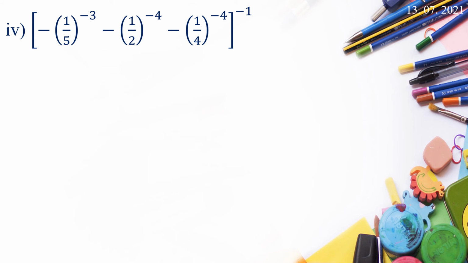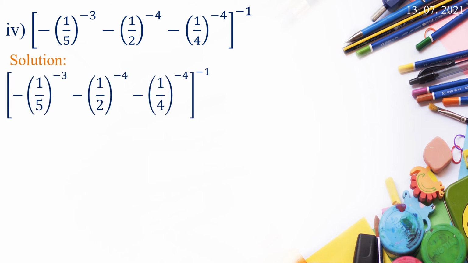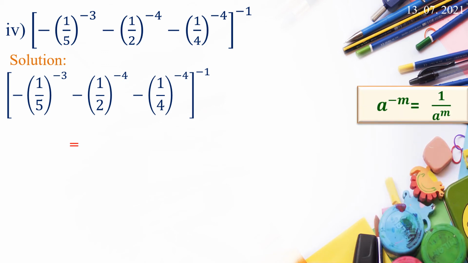Fourth sum, (minus 1 by 5) whole power minus 3, minus (1 by 2) whole power minus 4, minus (1 by 4) whole power minus 4, whole power minus 1. Let us move on to the solution for this sum. Here inside the bracket we have negative exponents in each term. So first we have to convert it into positive using the law. The law is a^(minus m) is equal to 1 by a^m.